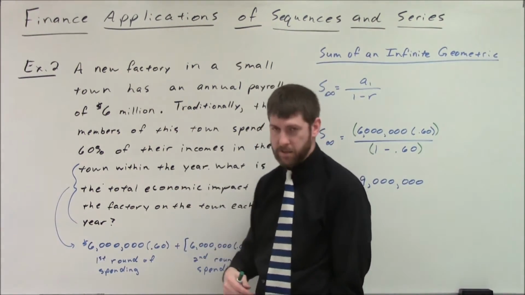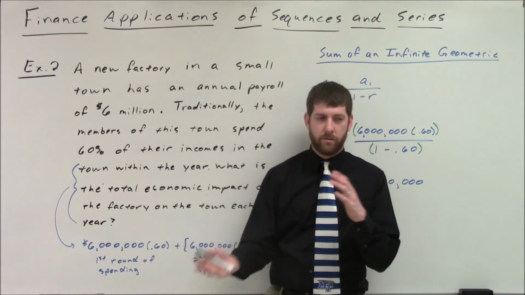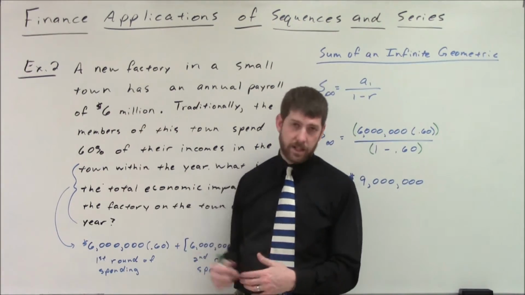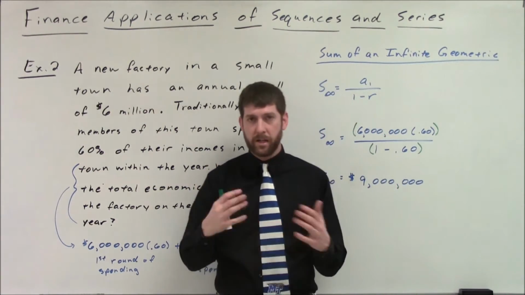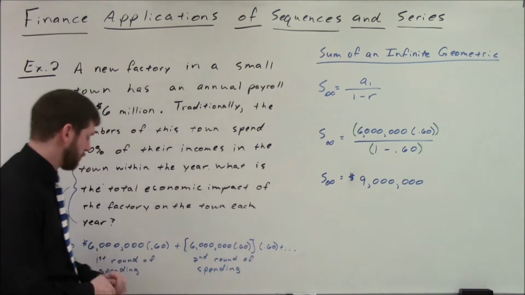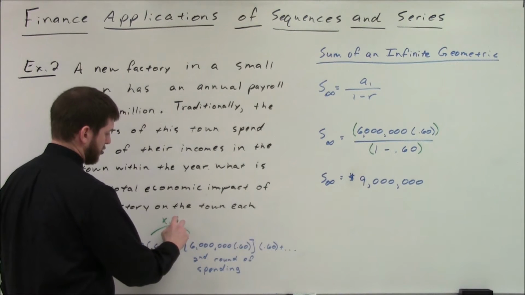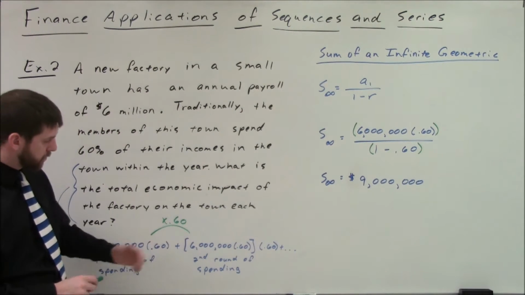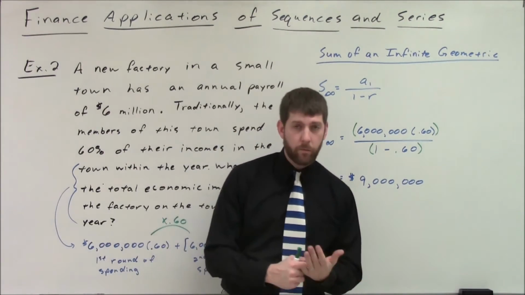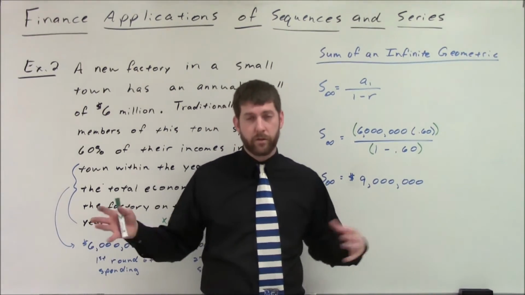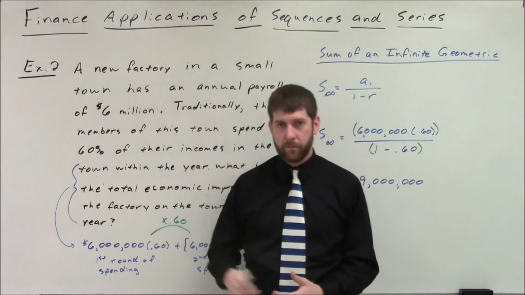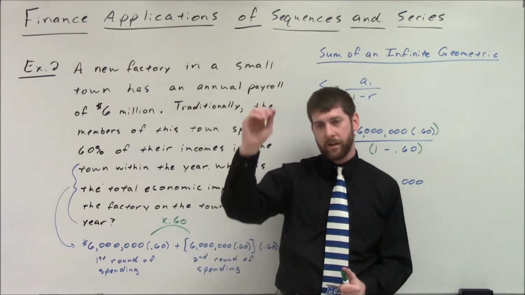So while it started out as $6 million, it's getting used, changing hands so many times, it's going to be worth more than $6 million by the time everybody has finished spending their 60% of that. So what we're getting is this infinite geometric. We're multiplying by 60% every single time, again and again, until it's completely whittled down and there's no money left out of that original $6 million. The reason we know it's infinite is because it's going to keep going, whittling down to a smaller number.